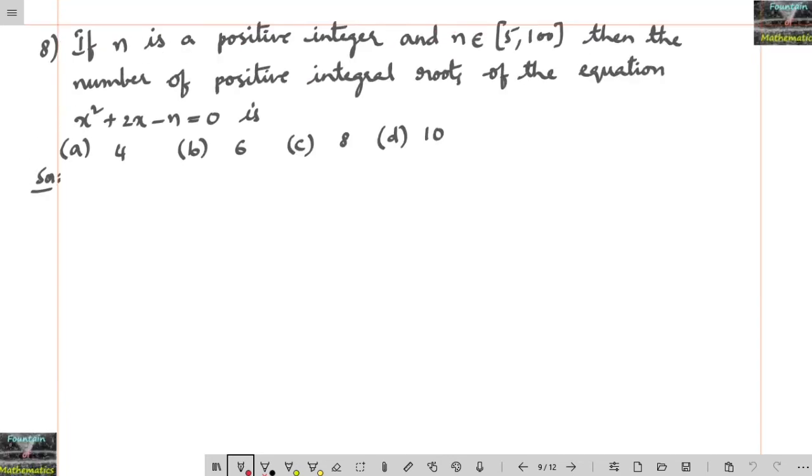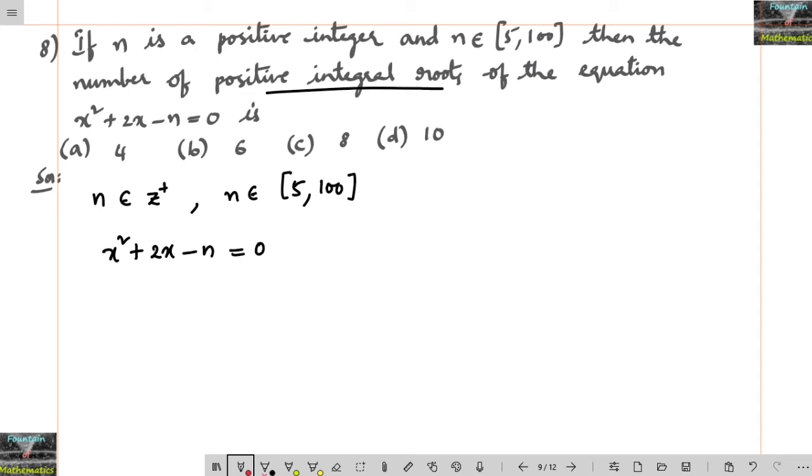If n is a positive integer and n belongs to the closed interval 5 to 100, then find the number of positive integral roots of the equation x square plus 2x minus n equals 0. So here n is a positive integer and n belongs to 5 to 100, including 100 also. And the given equation is x square plus 2x minus n equals 0.